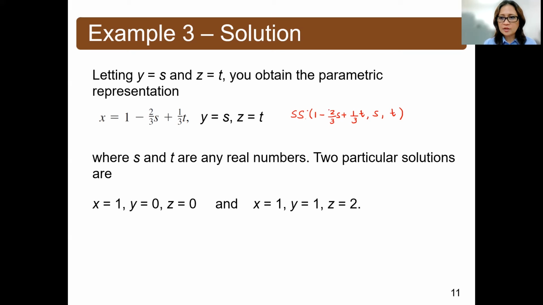To find one particular solution, we can assign a value for s and t. Since we know that y is s and s is any real number, t is also any real number. Now, if we let s be equal to 0 and t equal to 0, then the particular solution will be 1, 0, and 0. We can use other values for s and t and simply substitute them in the expression for x to come up with one particular solution.